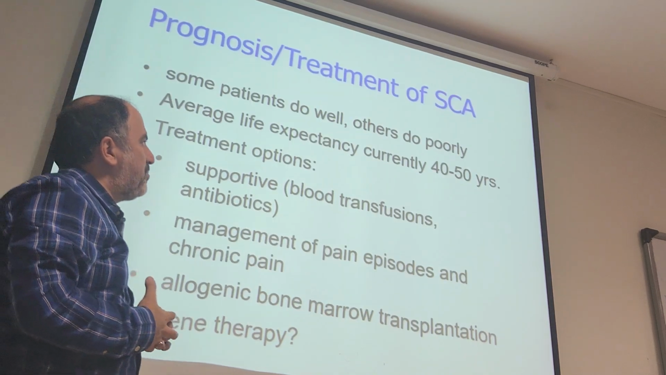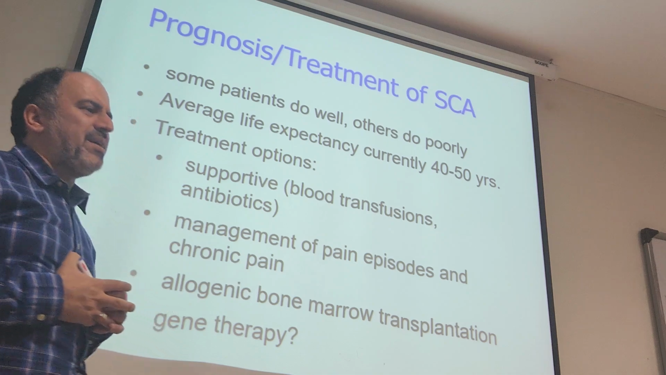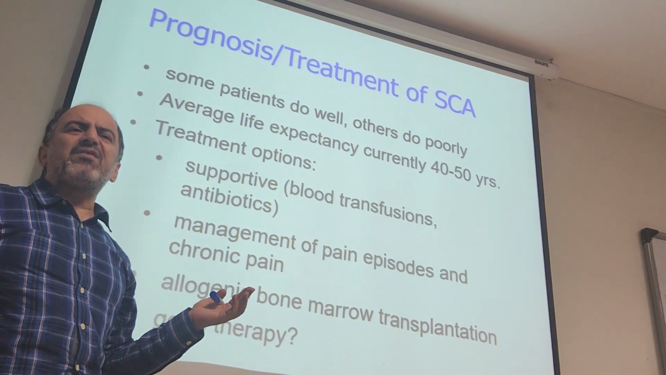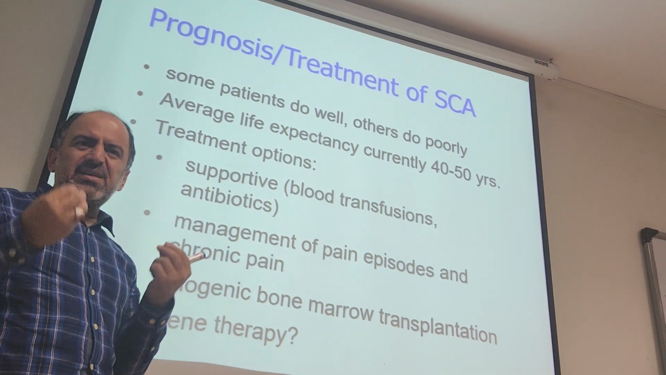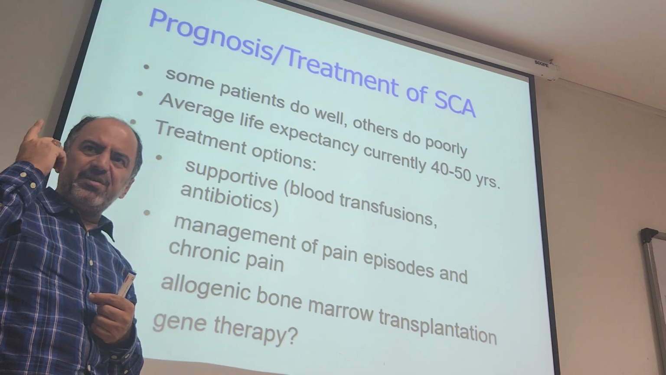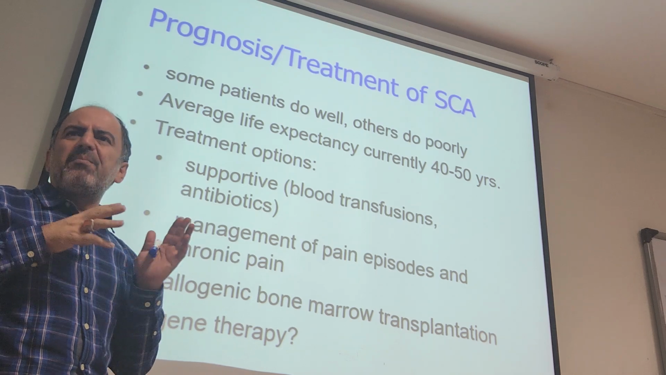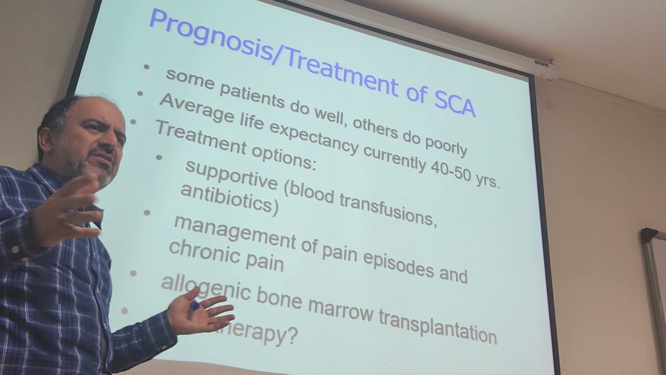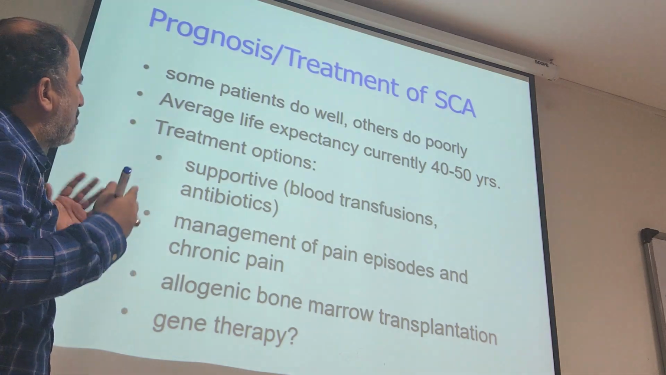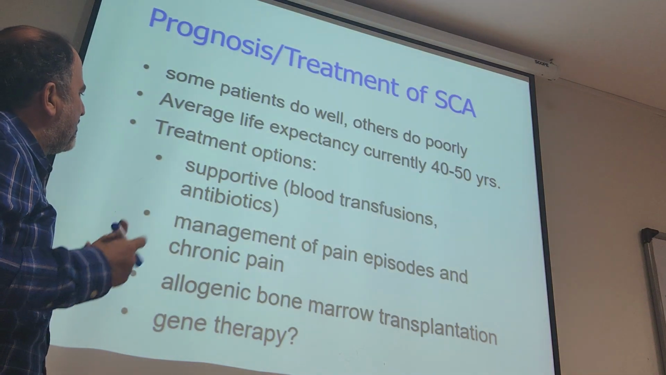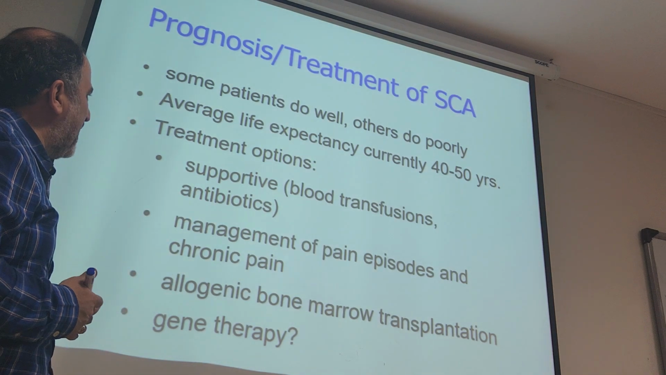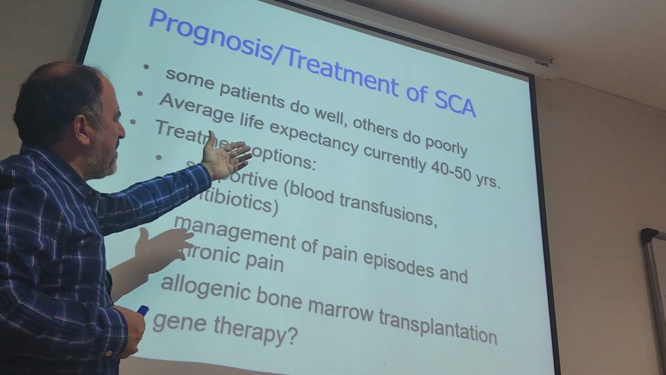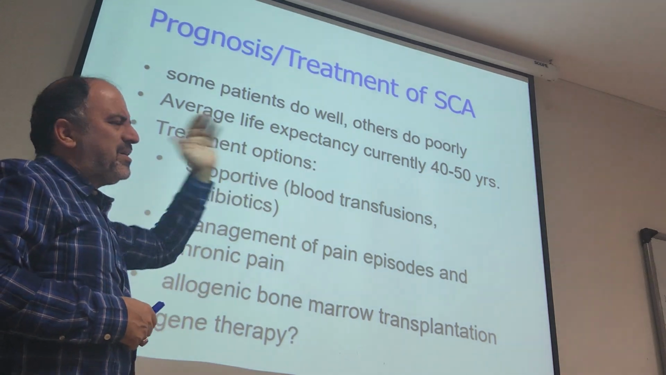Okay. How is the prognosis for sickle cell anemia? Again, we have a kind of variation. You see, the mutation is one point, it is a hot spot, but the patients are different from each other and we don't know why. Some go well, some go poorly. We have to go for bone marrow transplantation. The life expectancy is 40 to 50 years.